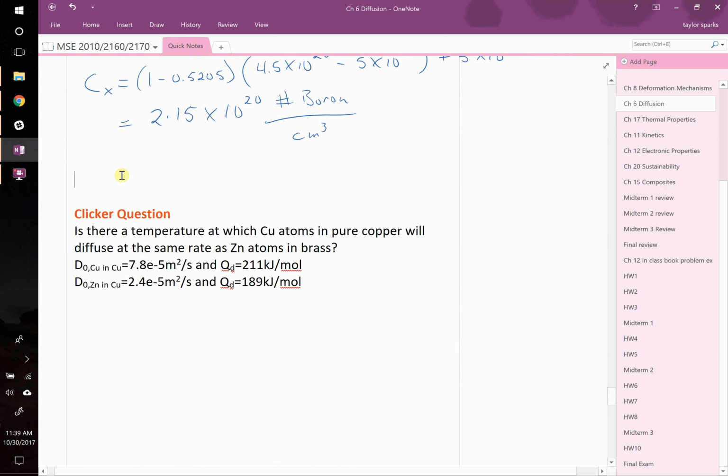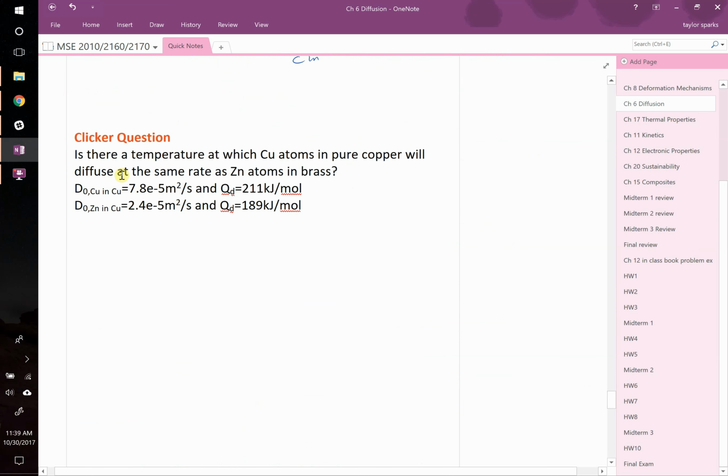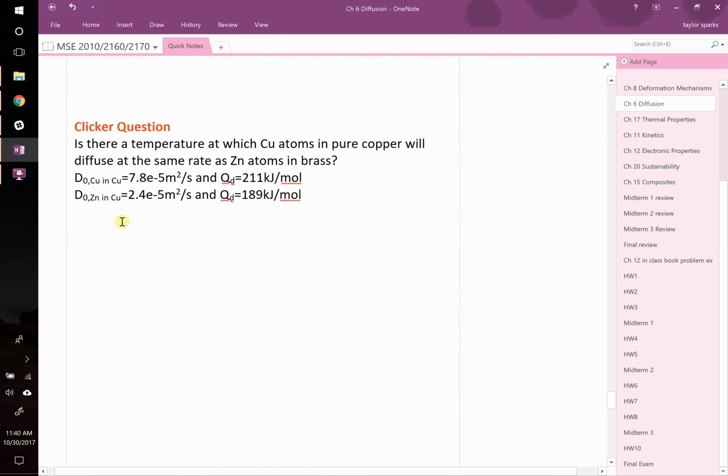Now, if there's time left, we can go ahead and work on this next example, which is: is there a temperature at which copper atoms in pure copper will diffuse at the same rate as zinc atoms in brass? So I'll have the TAs help you set up this question.